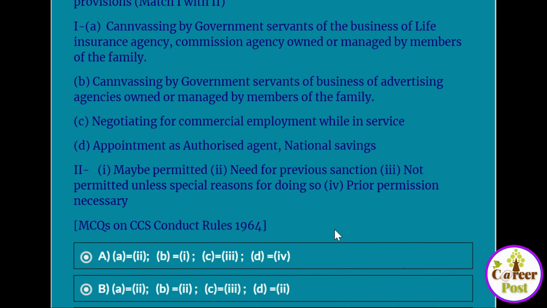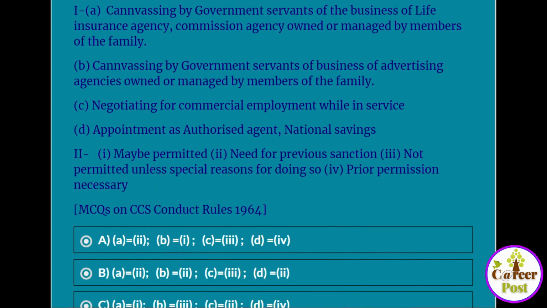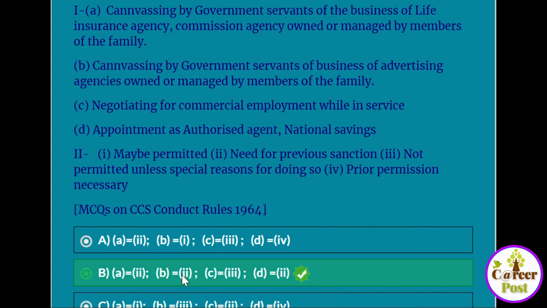Here this column 2 is: may be permitted, need for previous sanction, not permitted unless special reasons, and prior permission is necessary. Here you have to match them. These are the 4 options. The correct answer is B. Canvassing by government servants of business of life insurance commission agency owned by members, it needs previous sanction. That is why A is equal to 2.